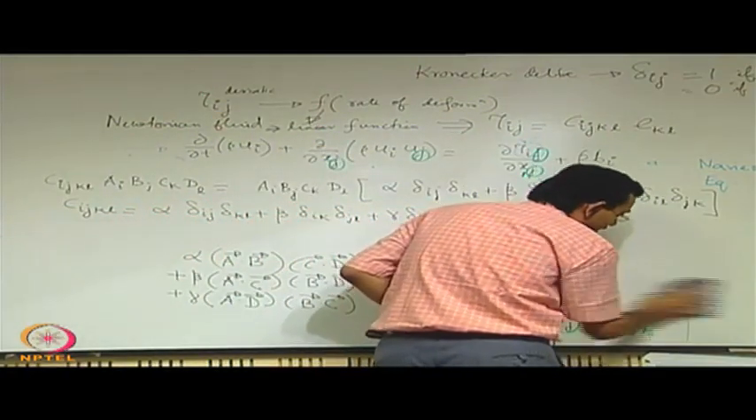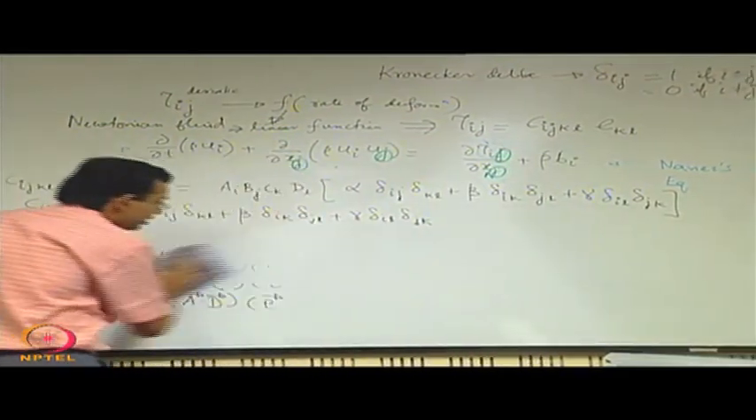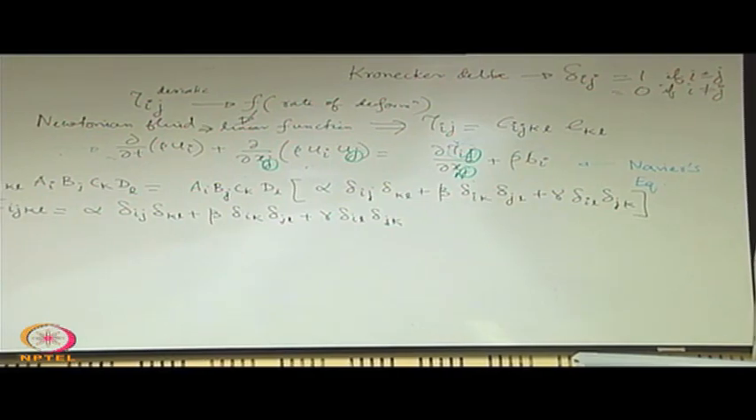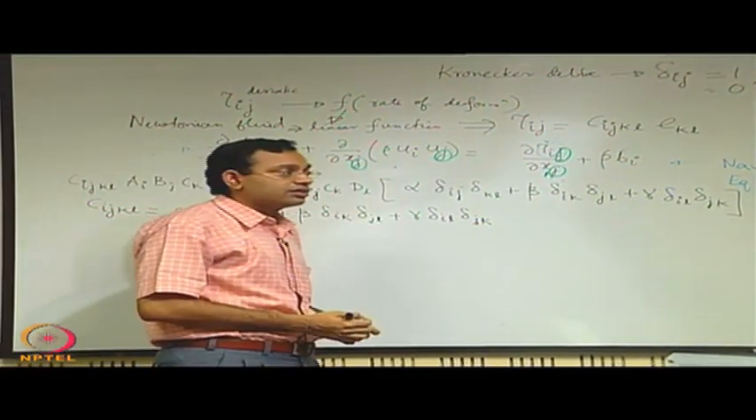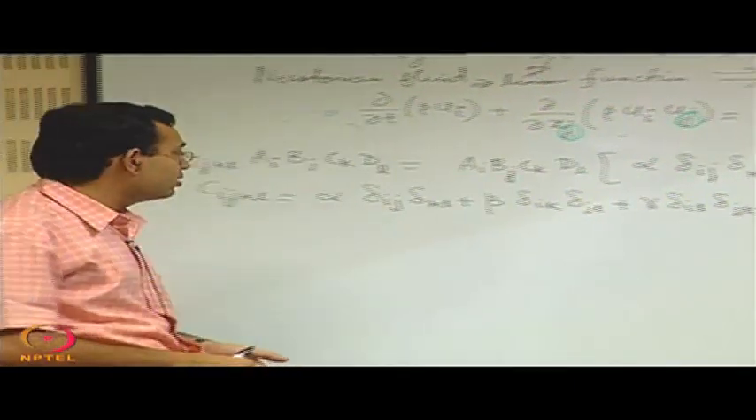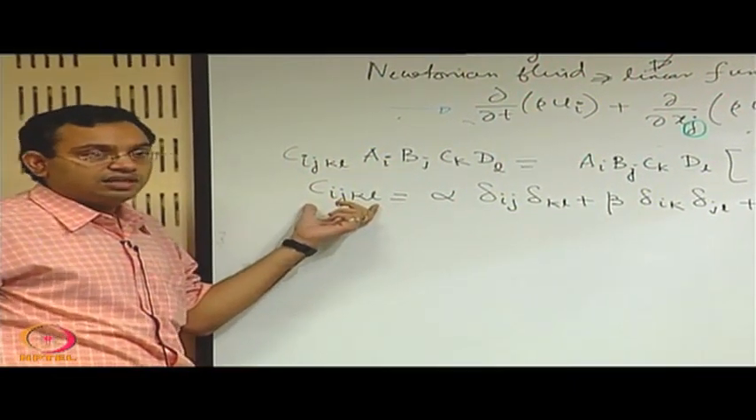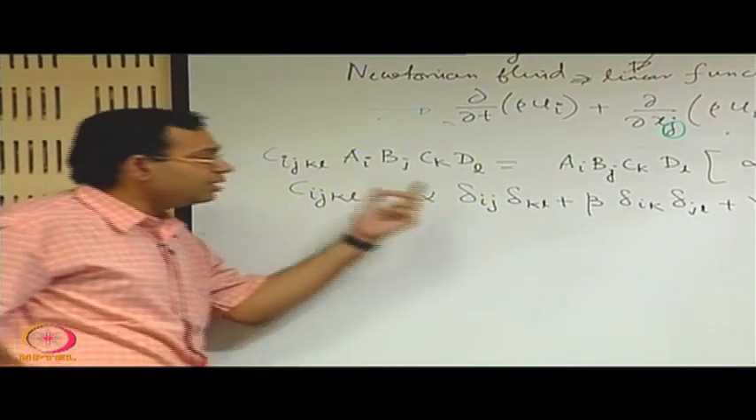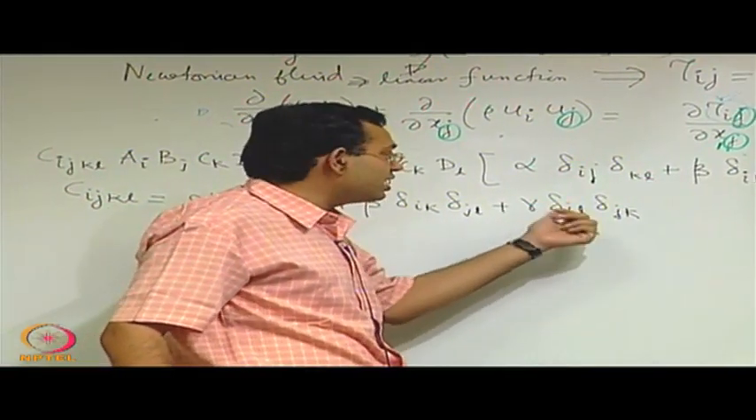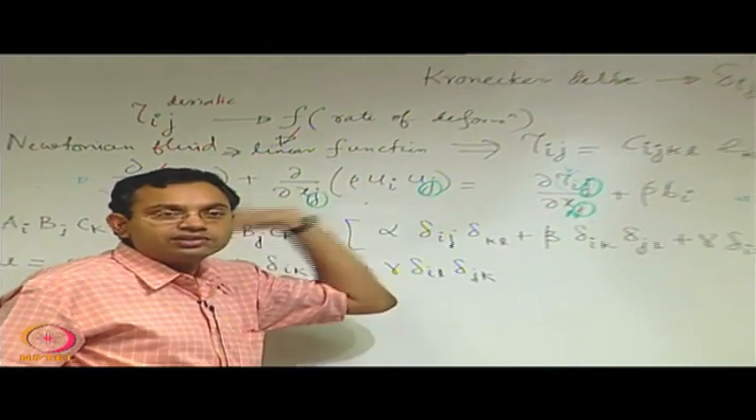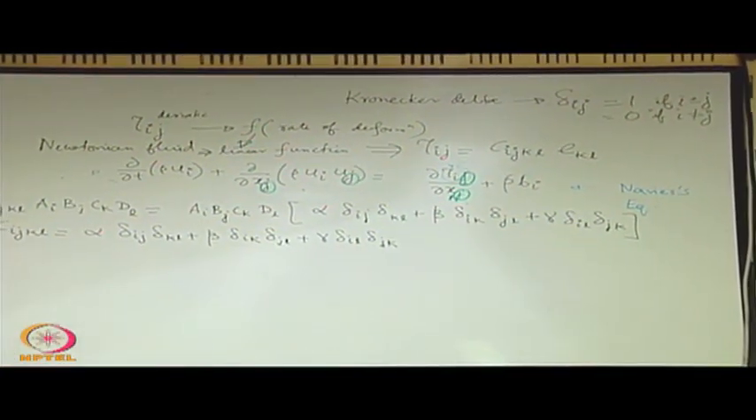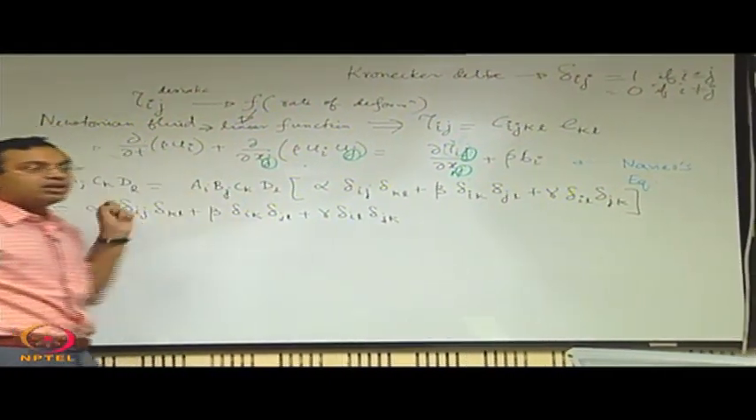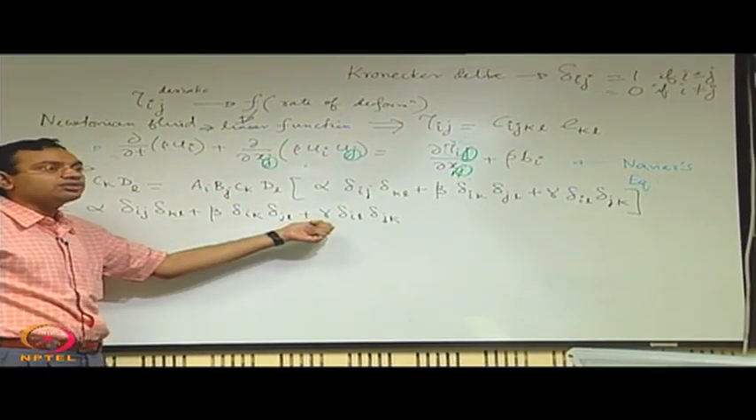See, with this simple exercise we have come up with a very interesting and advantageous conclusion. What is that? We started with 81 independent constants in general to describe the material property. The material property is given by the Cijkl. Now, how many constants do you have? 3 independent constants, alpha, beta and gamma, because delta ij is either 1 or 0, and these are position independent. So, these are really constants. If these were position dependent, these could also be functions of position.